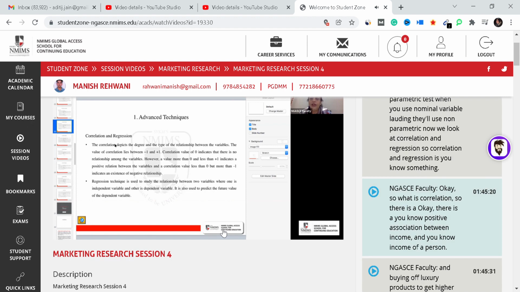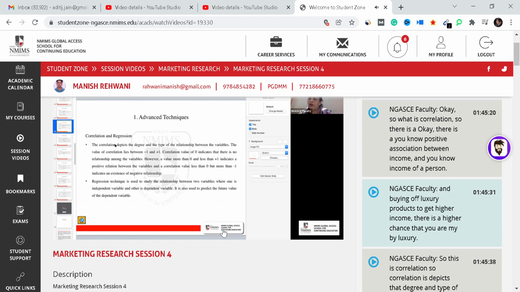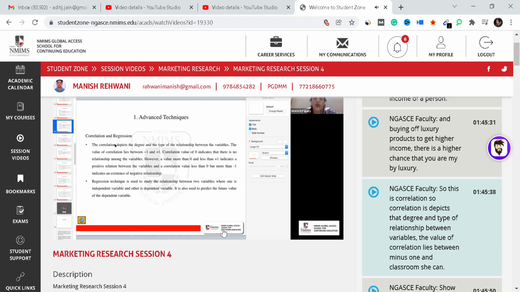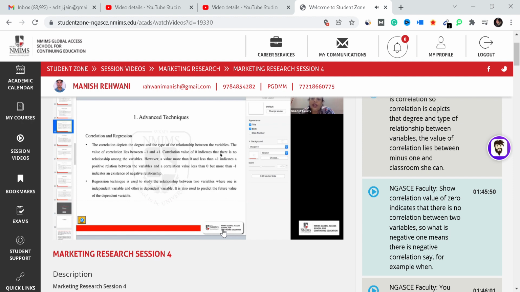Okay, so what is correlation? There is a positive association between income of a person and buying of luxury products. Higher the income, there is a higher chance that you might buy luxury products. So this is correlation. Correlation depicts the degree and type of relationship between variables. The value of correlation lies between -1 and +1. A correlation value of 0 indicates that there is no correlation between two variables.